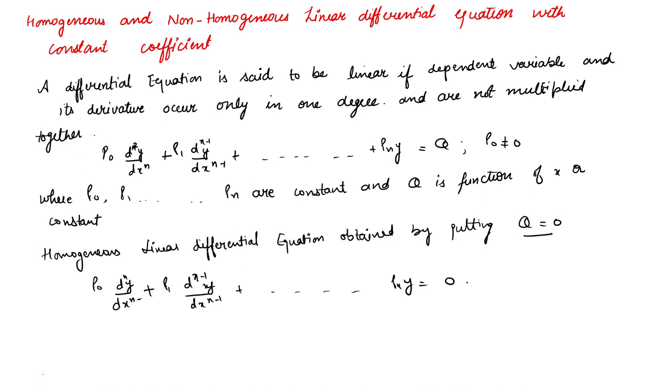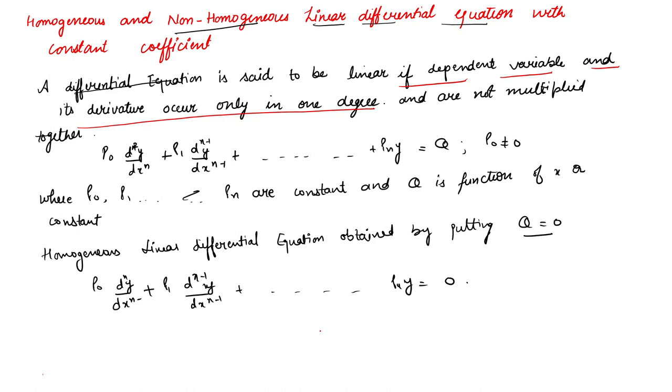Today we will start with the next topic, that is the homogeneous and non-homogeneous linear differential equation. So we will start with the first: what is the homogeneous linear differential equation? If we state the definition, a differential equation is said to be a homogeneous linear differential equation if the dependent variable and its derivatives occur only in one degree.